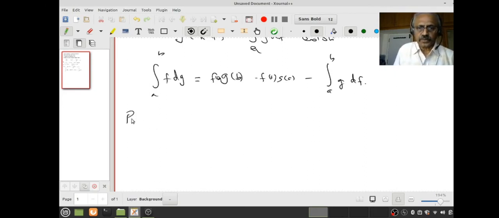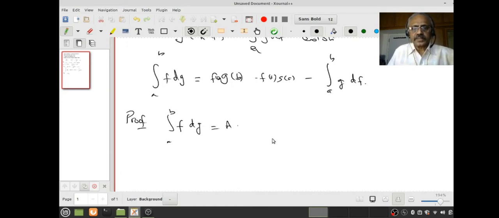Now we want to prove this. The proof is easy, not difficult. I will simplify the proof under some simple assumptions. So now we want to prove this fellow. Let us look at fg. So the integral f dg exists, right? Call it A.